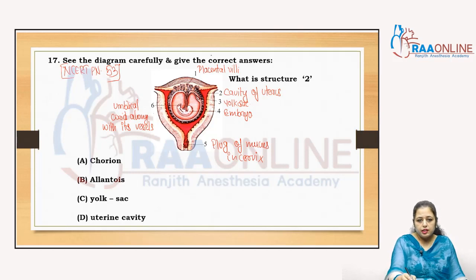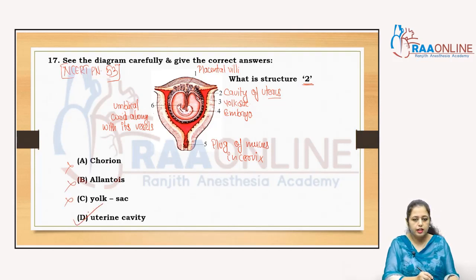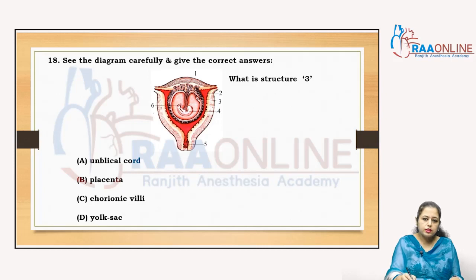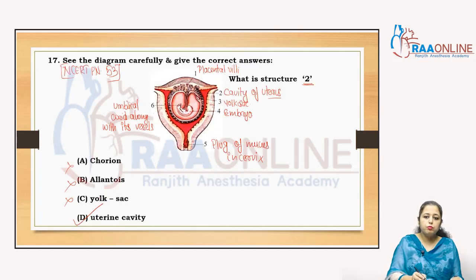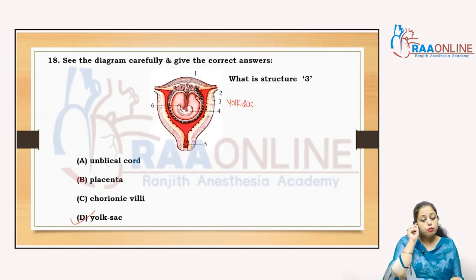Now in that question, see the diagram carefully, give the correct answer. What is the structure 2? We have to define the structure 2, that is the cavity of uterus, that is uterine cavity. It's not chorion, allantois, yolk sac, that is the D. So answer is D. Again, this third structure is the yolk sac. So answer is D. We already enumerated all these in that particular diagram, so you have to learn the enumeration of these diagram.